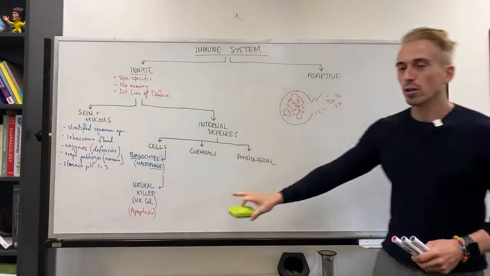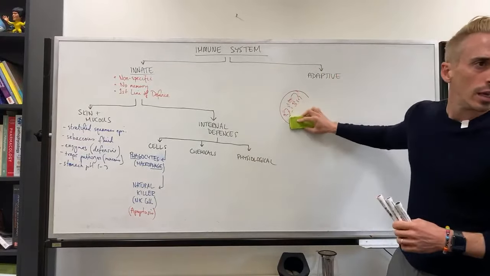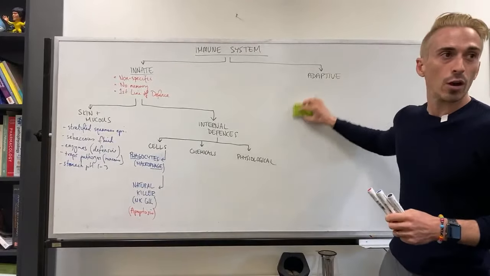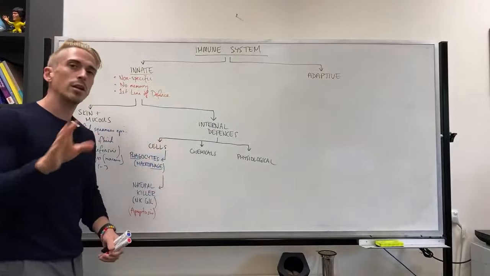So in apoptosis, we kill it from the inside. And that's what these NK cells do. Any questions? Nope, cool. All right. So they're the two cells that I need you to know.